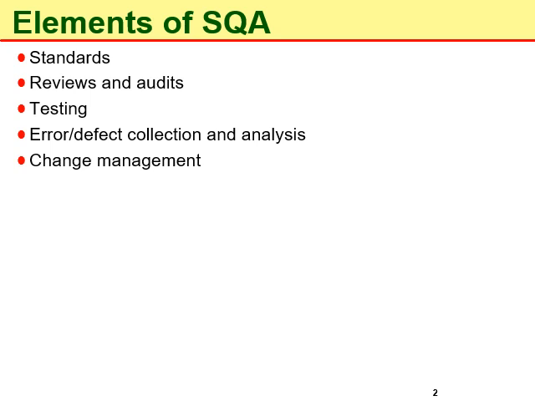Then auditing. Auditing involves inspection of the work products and related information to determine if the set of standard processes were followed during development. Then the next element is testing. Testing means testing the behavior or structure of the system.